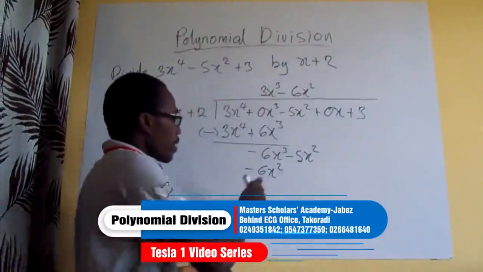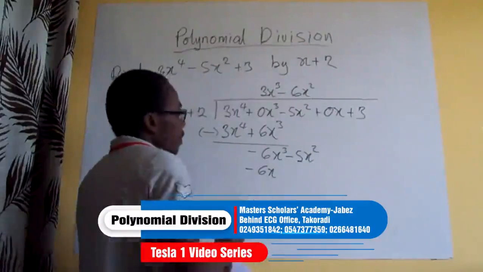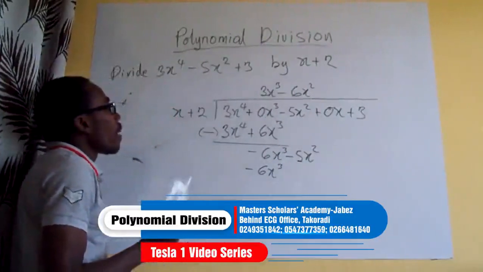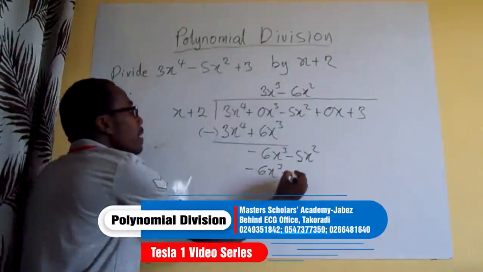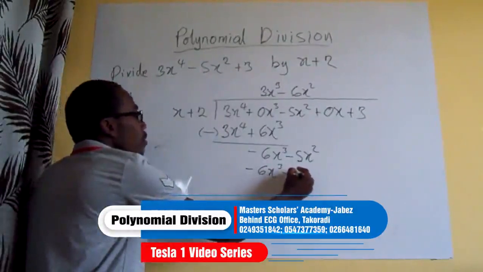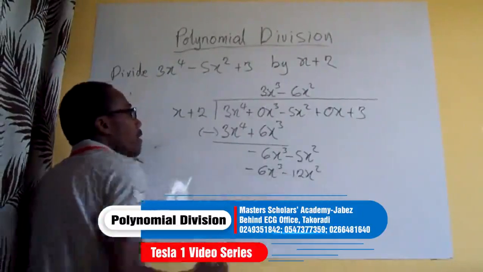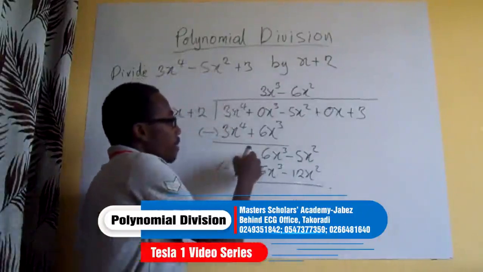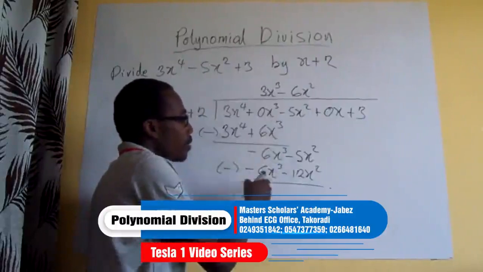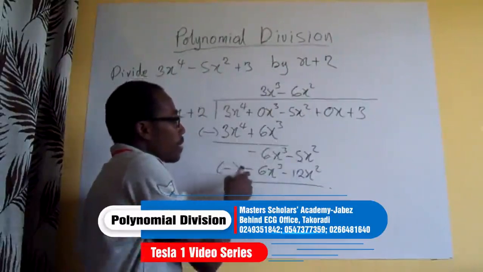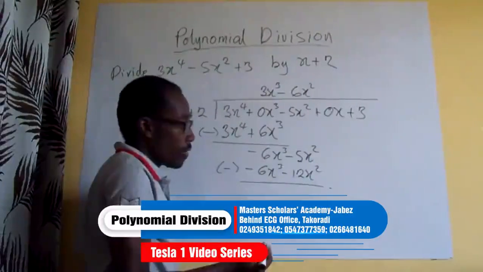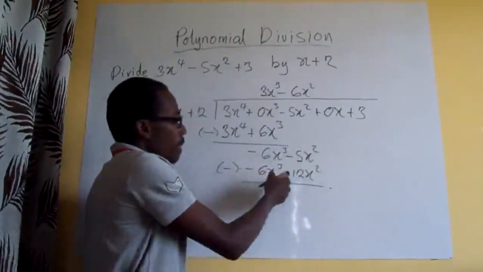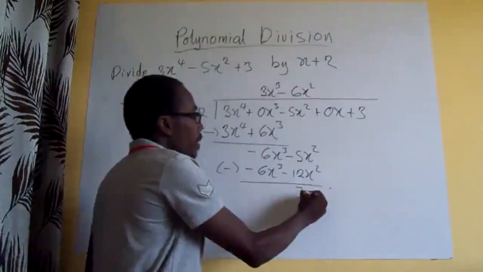Gives us minus 6x cubed. Okay, minus 6x cubed, minus, that is 12x squared. We then subtract. We get this minus, this is 0, so that is minus 6x cubed minus 6x cubed gives us what? Gives us 0. So then we also have minus 5x squared minus 12x squared gives us positive 7x squared.